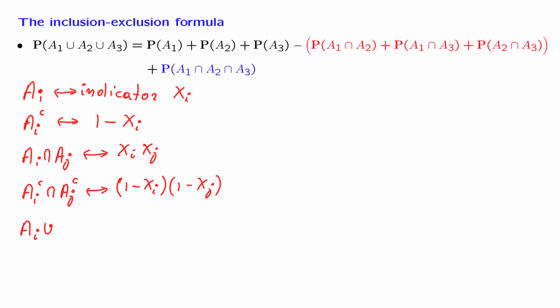And finally, what is the indicator function of this event? Here we remember De Morgan's laws. De Morgan's laws tell us that the complement of this set, the complement of a union, is the intersection of the complements. So this event here is the complement of that event, and therefore the associated indicator function is going to be 1 minus this expression.